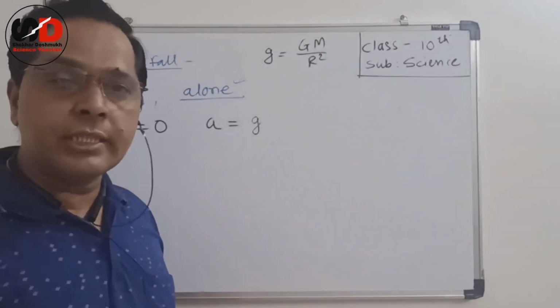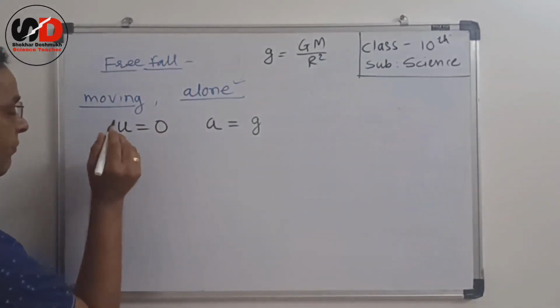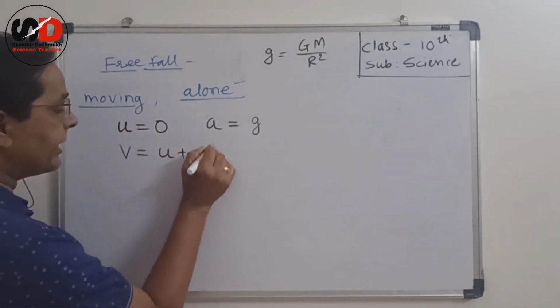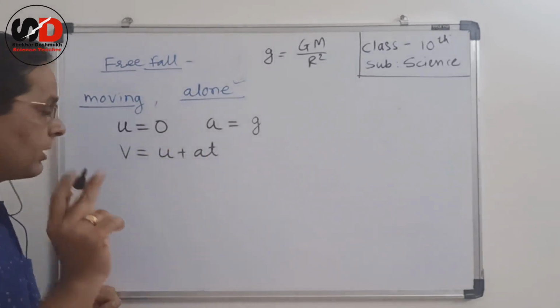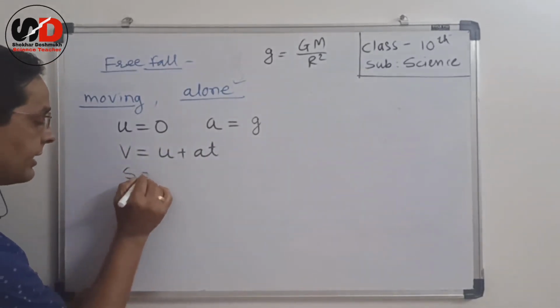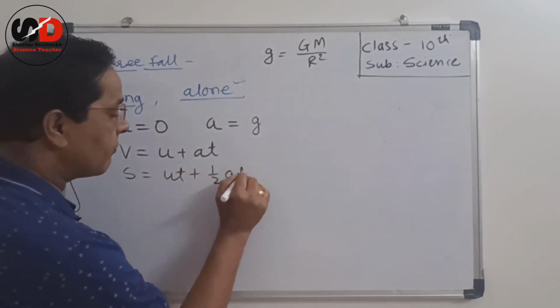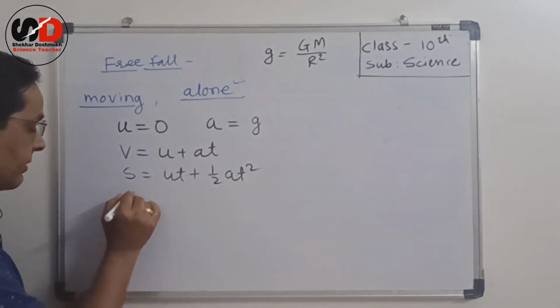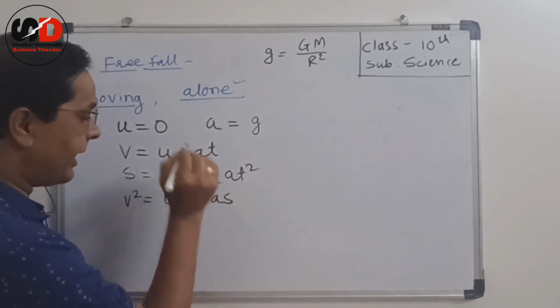So what are Newton's three equations of motion? I will write them here. First equation: v = u + at. This is Newton's first equation of motion. What is the second equation? s = ut + (1/2)at². And the third equation is v² = u² + 2as.